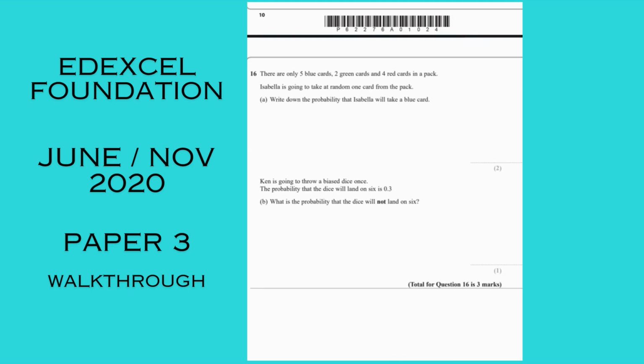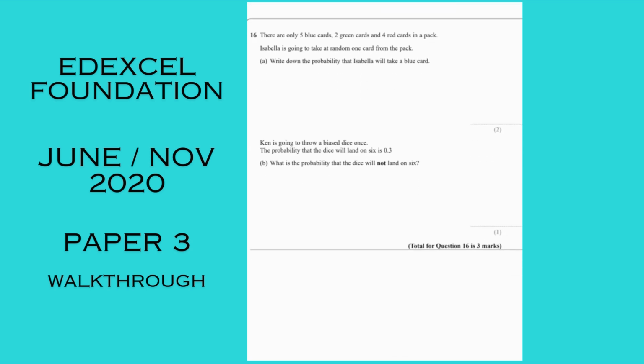On to number 16. Keep it simple. 5 blue, 2 green, 4 red. There are 11 cards. Probability of a blue, there are 5 of those. Easy 2 marker. Sum of all probabilities is 1. So we need to do 1 minus 0.3 for Ken's biased dice. Gives us 0.7 or 7/10.